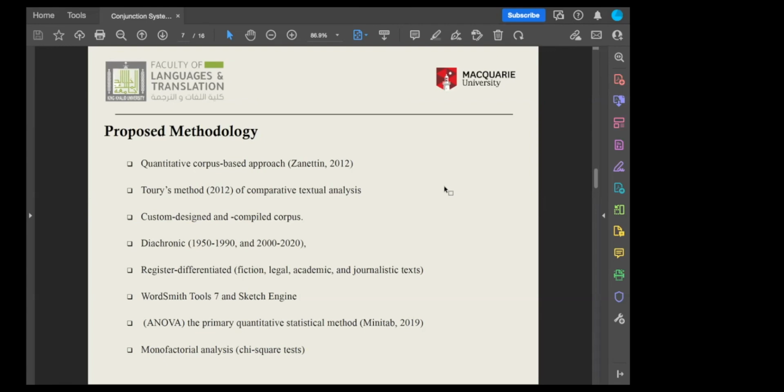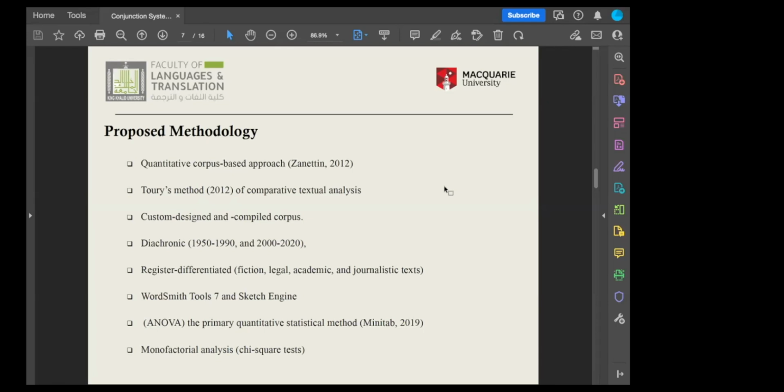Also, this corpus is register differentiated, containing four registers: fiction, legal, academic, and journalistic texts. The reason behind containing a register differentiated corpus is to differentiate between the effect of register, because sometimes or all the time, register has a significant effect. The corpora compiled were analyzed using two corpus analysis software programs: Wordsmith, for the comparable corpus, and the second one is Sketch Engine for the parallel corpus.